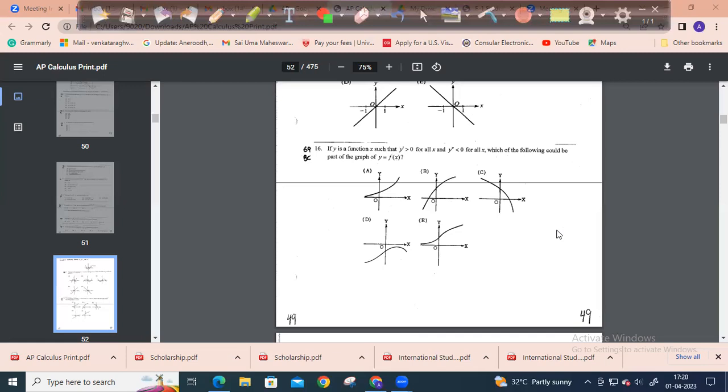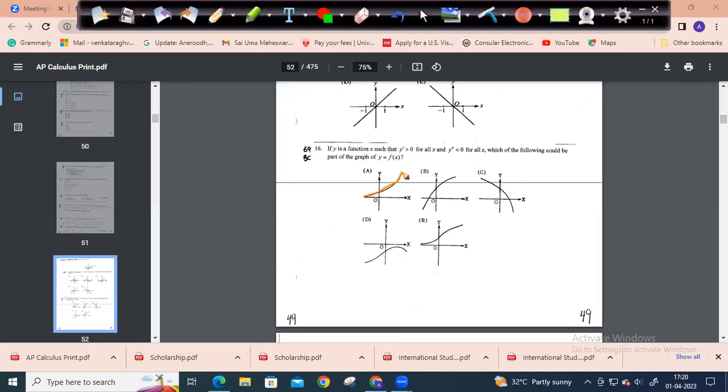In the previous question, they gave the f dash x graph and asked for the f of x graph. Now in this question they gave f dash x and f double dash x as values, meaning positive or negative, and they're asking which of the following can be f of x. So f dash x greater than 0 means the function should be always increasing.